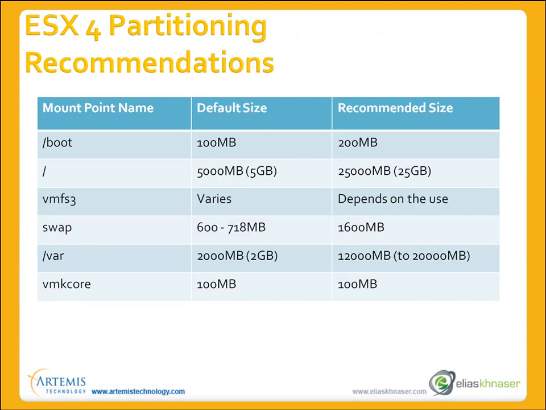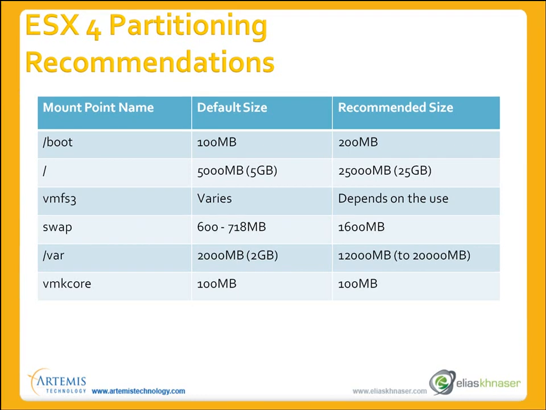Now, if we move on here and take a look at the default sizes and the recommended sizes for these partitions, you're going to notice that the boot default size is going to be 100 meg. We're recommending 200 meg. The root's going to be 5 gig. We're recommending 25 gig. You want to give it a little more room. You don't want the root to fill up. The VMFS3 is going to vary. Typically, after you've allocated space to all your partitions, whatever's left is VMFS3. Now, swap is 600 to 718 by default.